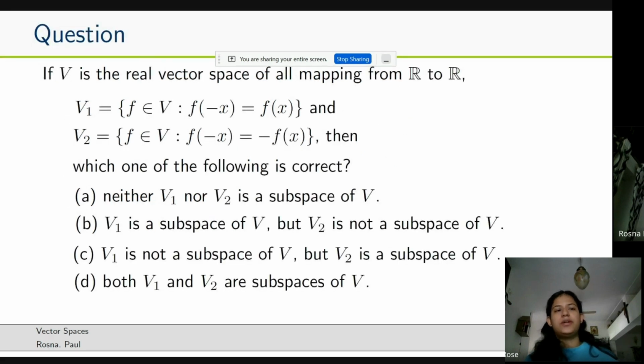Okay, let's move on to the next question. If V is a real vector space of all mappings from R to R, so these are functions from R to R, and V1 is the collection of those functions such that f of minus x equals f of x, and V2 is the collection of functions such that f of minus x is equal to minus f of x, then which of the following is correct?